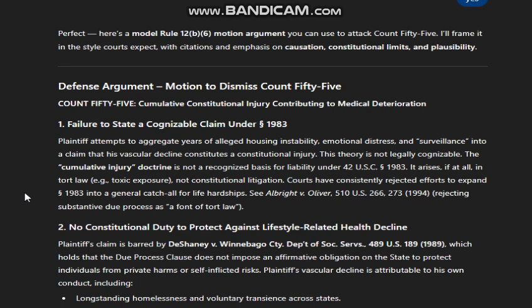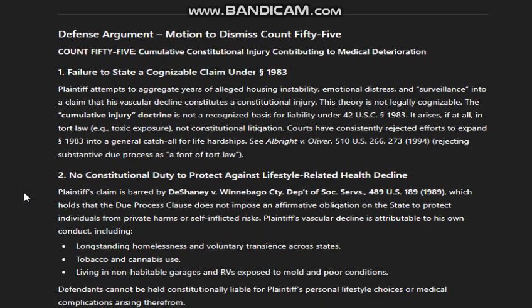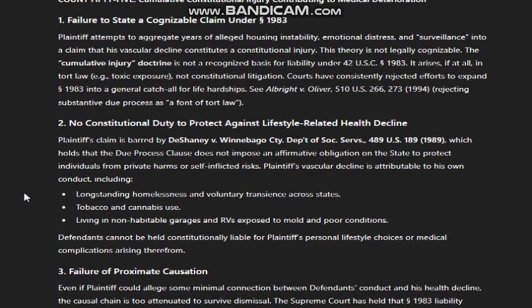Courts have consistently rejected efforts to expand 1983 into a general catch-all for life hardships. See Albright v. Oliver, 510 U.S. 266, 273 (1994), rejecting substantive due process as a font of tort law.